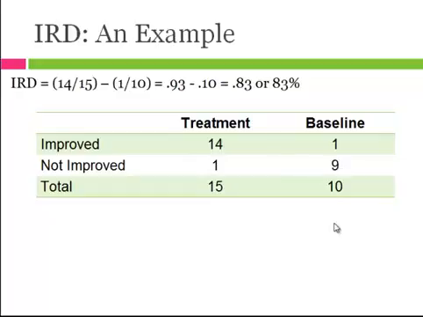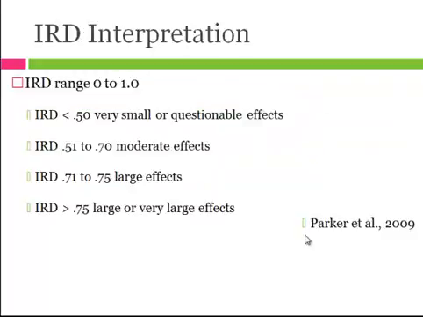So then you total it up. And then here's a simple calculation. You say 14 over 15, so the improved over the total minus the improved over the total in baseline equals 0.93 minus 0.10 equals 0.83, or 83%. But then you have to interpret that figure. And that's where this comes into play.